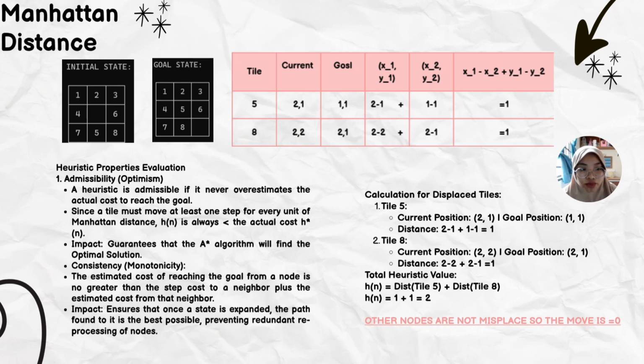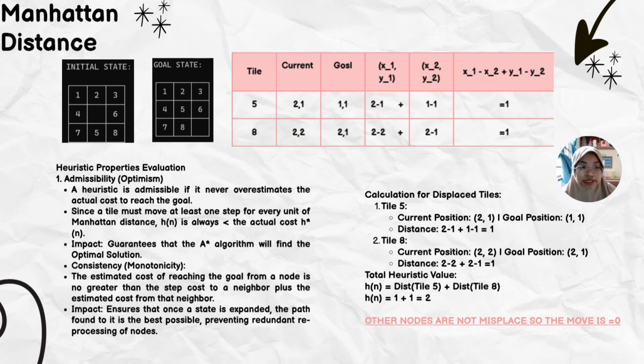Okay, there are 2. The first one is admissibility, which means a heuristic is admissible if it never overestimates the actual cost to reach the goal. Since a tile must move at least 1 step for every unit of Manhattan distance, h(n) is always at most the actual cost h*(n). And the impact is guaranteeing that the A star algorithm will find the optimal solution.